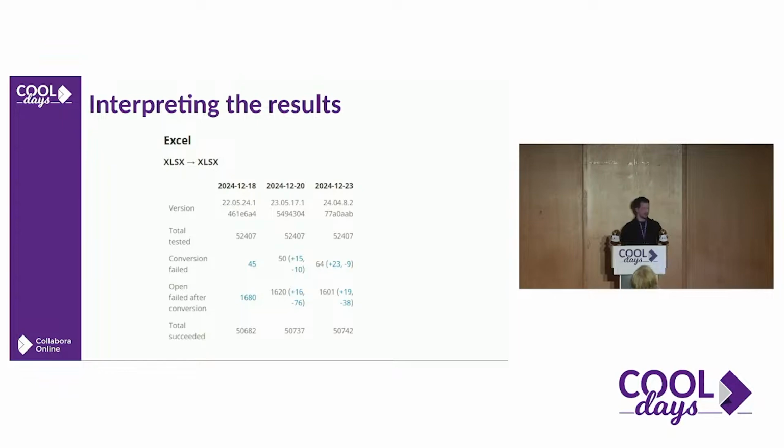There's the conversion failed list. And in the first column, the blue numbers are clickable and they open up the list of files. And in the further columns, they show how many failed, but also the increase and the decrease in the respective field. So it means that, for example, between 22.05 and 23.05, there were 15 new conversion failures, but 10 conversion failures were now gone. Same for cases when it failed to open after conversion, and there's finally the number of files that succeeded opening.